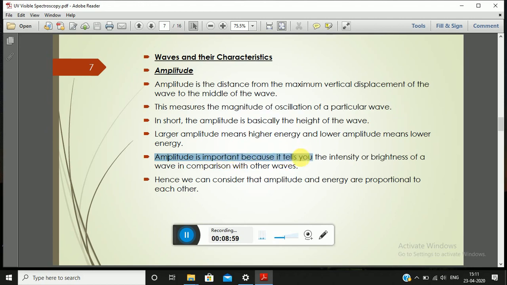Amplitude is important because it tells you about the intensity or the brightness of the wave in comparison with other waves. If you compare the amplitudes of two different waves, then by looking at the amplitude, we can decide what the intensity of the incoming radiation is. Hence, amplitude and energy are proportional to each other. That is, if amplitude increases, energy also increases, or vice versa. If energy is more, the amplitude of the wave will also be more.